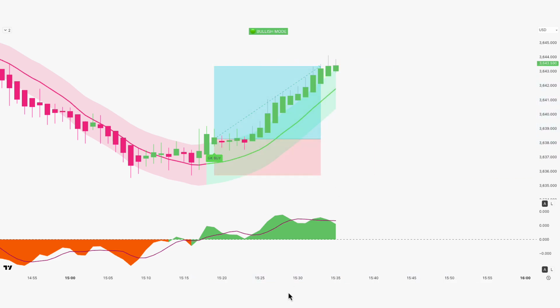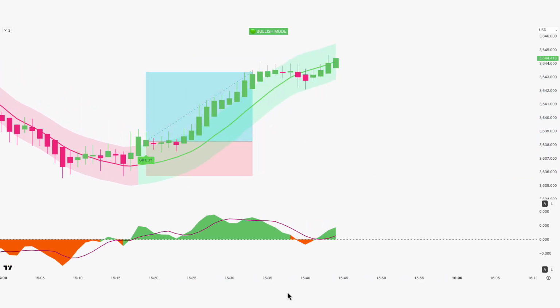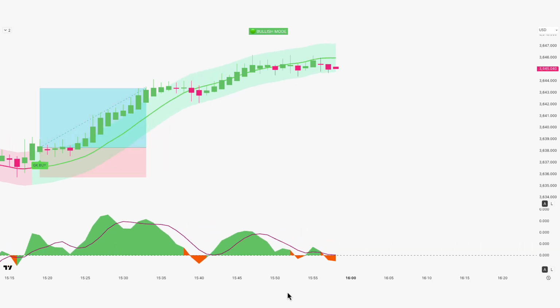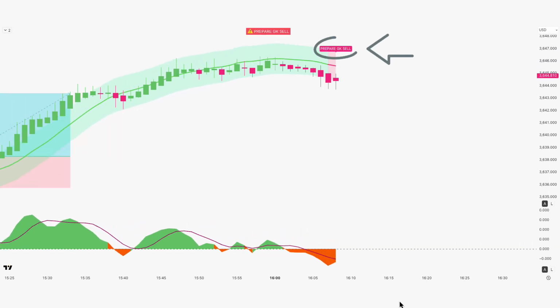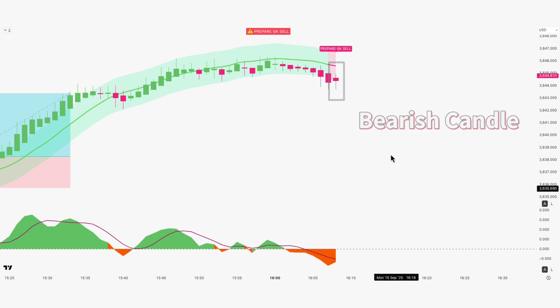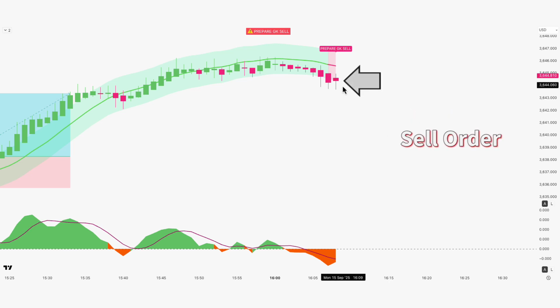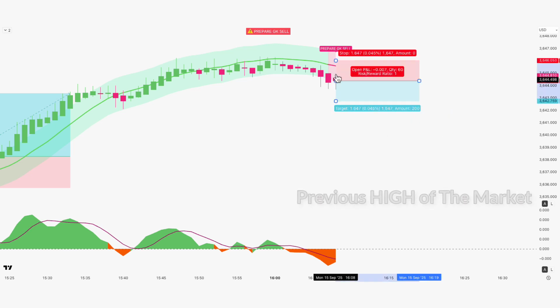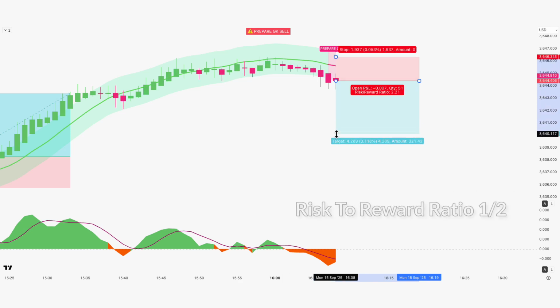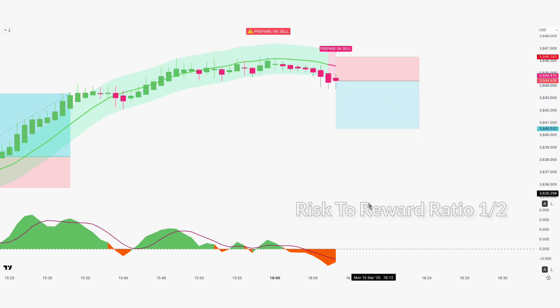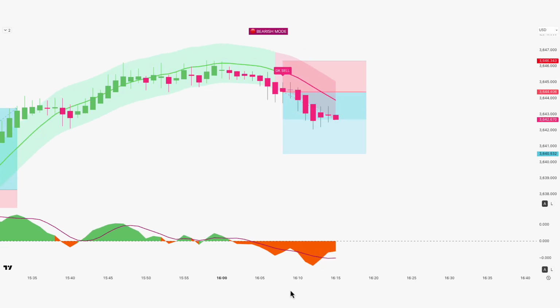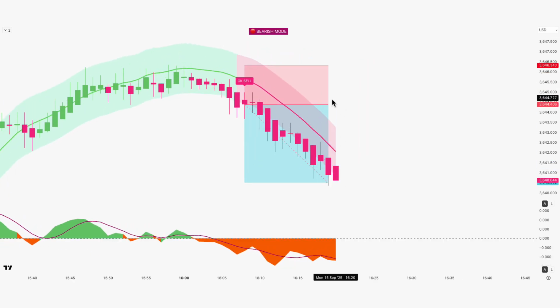Let us now understand the short position. When the GK trend of this indicator shows a sell warning signal, when the Modified McClellan is a red area, when the market forms a bearish candle. If this condition is fulfilled, then we will place a sell order. Our stop loss is to be placed at the previous high of the market, and the risk to reward ratio will be 1:2. The market has completely hit the target.